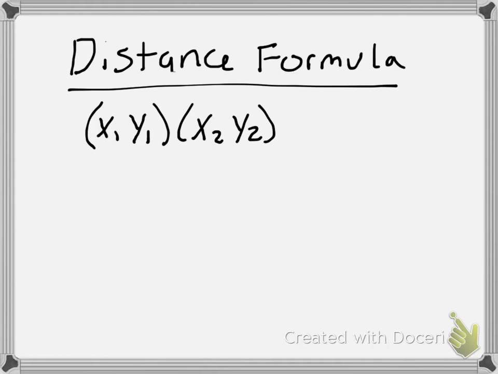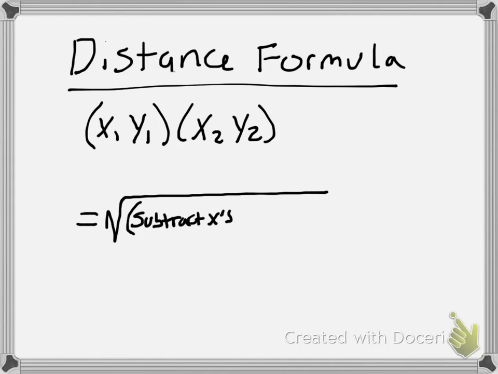So your distance formula, you're going to be given 2 points. In this case, I have x1, y1, x2, y2. Now, your distance formula, once you have your 2 points, is you basically take the square root and you subtract the x's, squared, plus subtract the y's, squared.